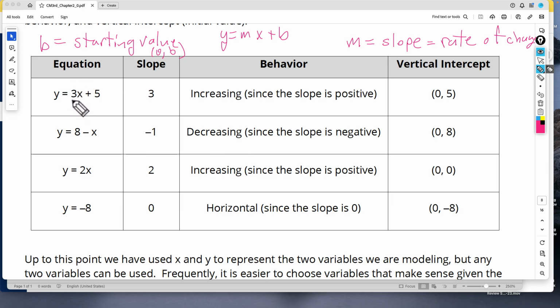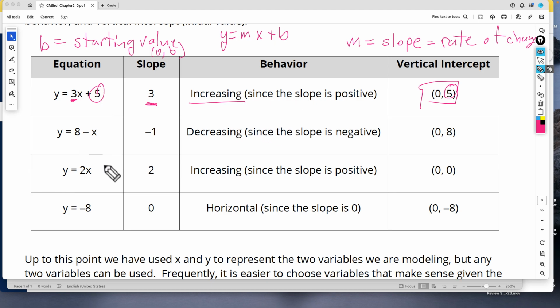If we have this equation, the number in front of the x is going to be our slope. And since it's positive, it's increasing, right? And then the vertical intercept, or the starting point, is going to be (0, 5). Because if you plug in 0 for x, you get 3 times 0, which is 0. You get y equals 5. So that's our vertical intercept. This 5 comes directly from here. Okay, so I can look at the equation and I can tell what's going on.